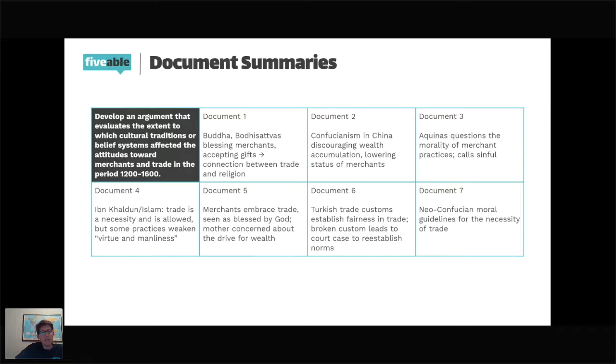The merchants here are embracing trade. In fact, they see their riches as a blessing of God. Now, the mother is somewhat concerned about their incessant drive for wealth. There is a letter from the merchant's mother that says, "Pray toil not so hard, only for the good of strangers."